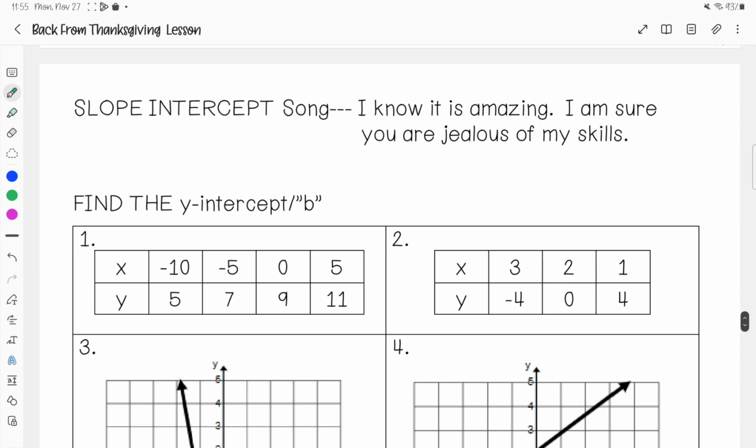The next thing I'm going to want to sing to you is my slope-intercept song. It's going to go to "There Was a Farmer Who Had a Dog."